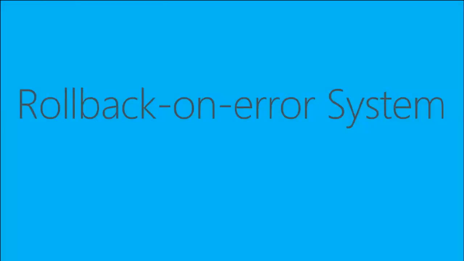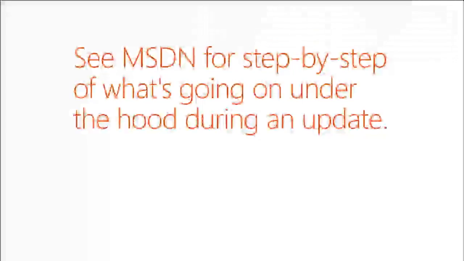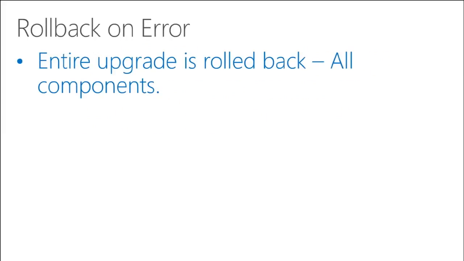Now, I want to talk about the rollback on error system that SharePoint has. I can't tell you everything that's going on under the hood in SharePoint after the user clicks that update link. But it is in MSDN. There's a whole topic that's basically devoted to each thing that SharePoint is doing under the hood. But one part of the process I do want to talk about is the rollback on error. What happens is that if there's an error, an exception is thrown, the entire upgrade is rolled back. And I mean the entire upgrade, not just the component whose, doggone it, the entire update is rolled back.